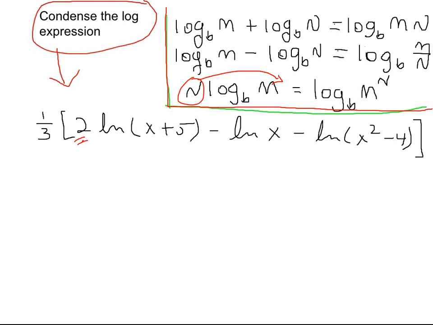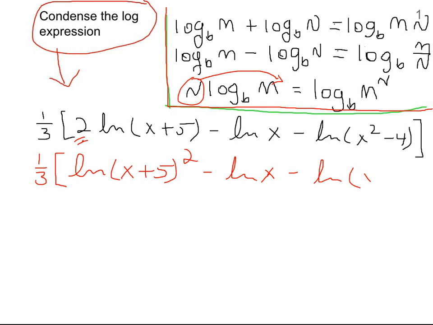I'm going to take my 2 and put him up top. So I'm going to have 1/3. In the brackets, I'll now have the natural log of x plus 5 with an exponent of 2, minus natural log of x, minus the natural log of x squared minus 4. Now I'm ready to keep going.